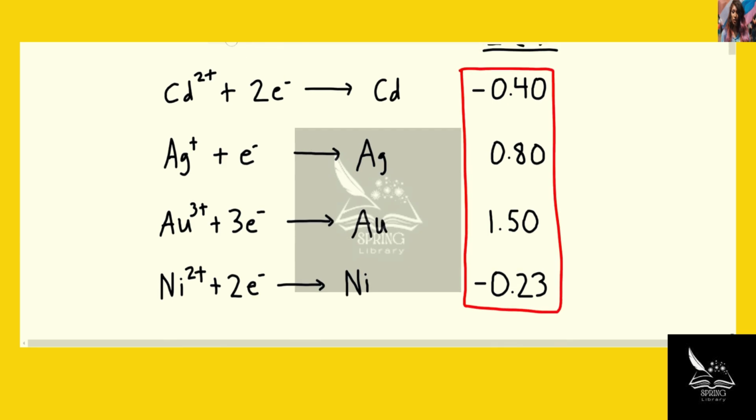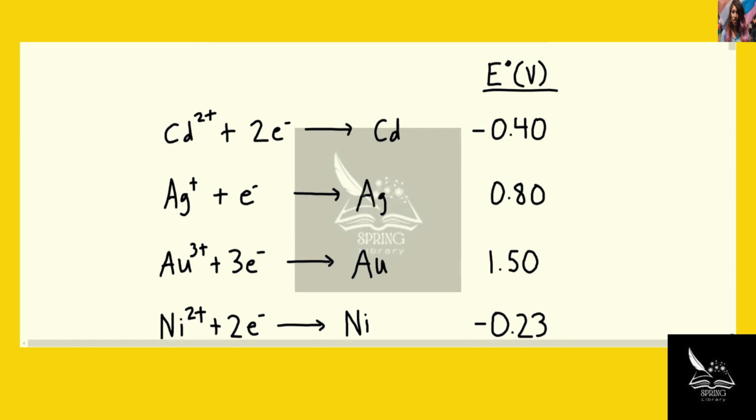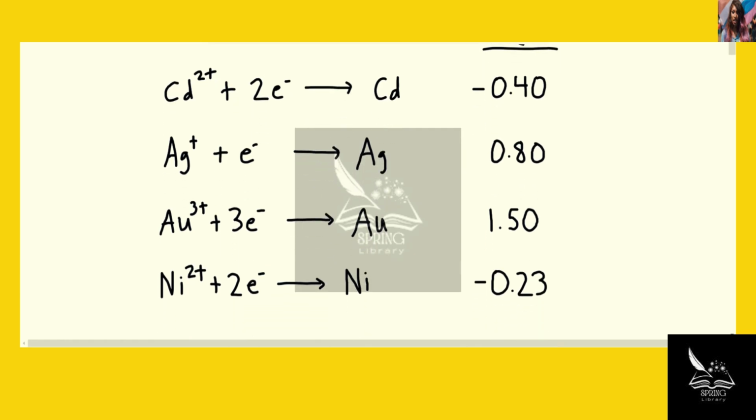And so we know that as we increase the standard reduction potential, that reduction occurs more easily than one with a lower standard reduction potential. And so therefore, a low amount of voltage would be required to plate out the solid form of an aqueous metal with a high standard reduction potential.